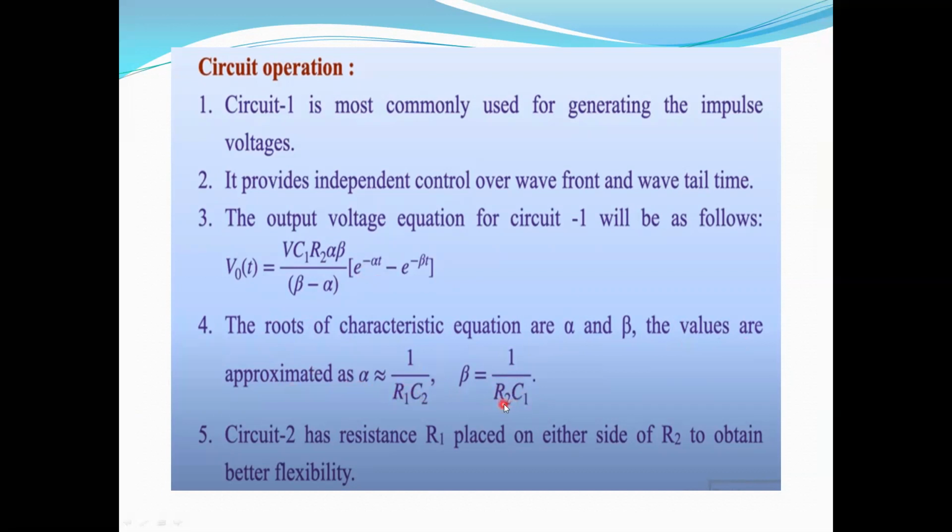For an RC circuit, you know well, the time constant is equal to RC. For an RL circuit, the time constant is equal to L by R. These are known as the time constants of the circuit.